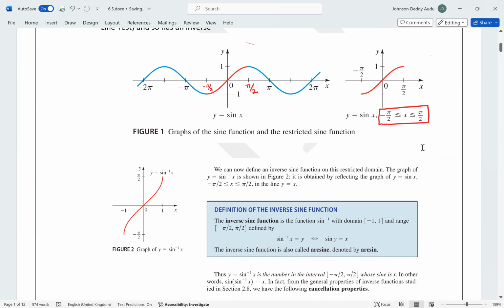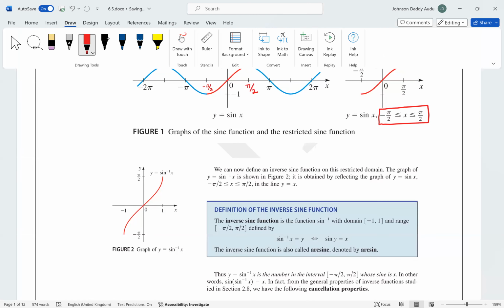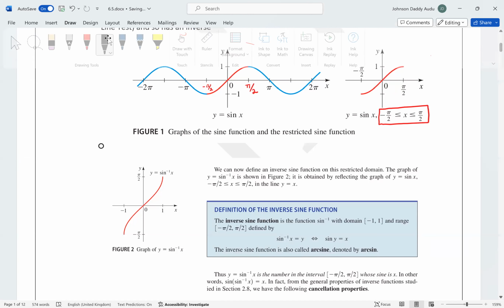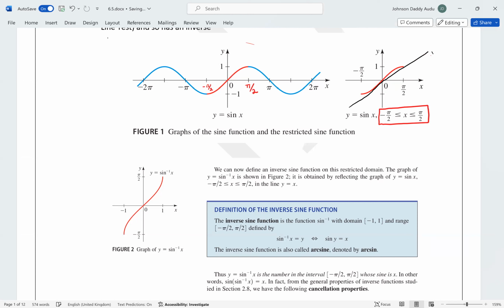This is simply, if you have the graph of f, to get the graph of f inverse, you just need to reflect the graph of f across the line y equals x. So if you have a line here, the line y equals x, and you reflect this one, we will have this graph there.